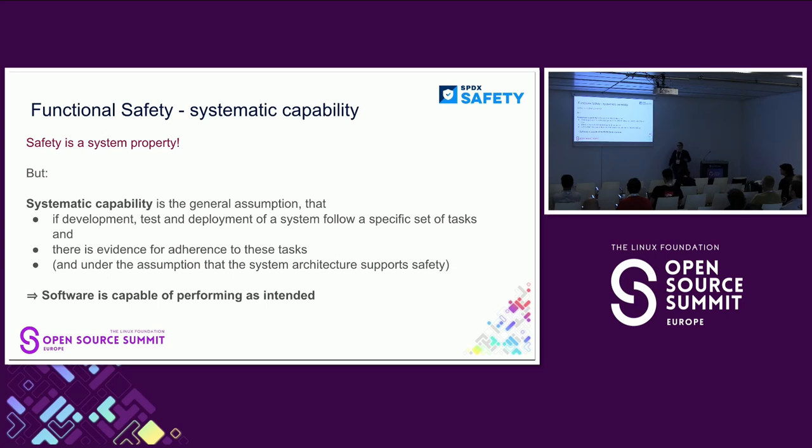And especially with software, we're looking into something called systematic capability. That means in the end that as the screw has been manufactured as you wanted it to be, also the software needs to have evidence that it's manufactured as you wanted it to be.